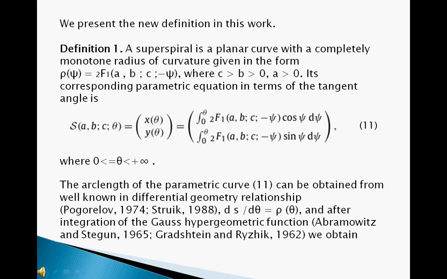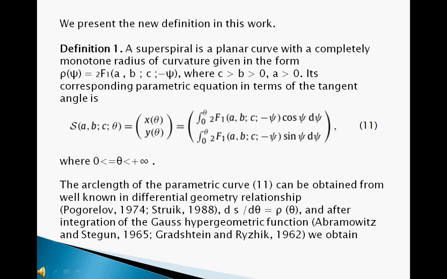We present the new definition in this work. Definition 1. A superspiral is a planar curve with a completely monotone radius of curvature, given as a Gauss hypergeometric function, where c is greater than b greater than 0 and a is greater than 0. Its corresponding parametric equation in terms of the tangent angle is defined by Formula 11.